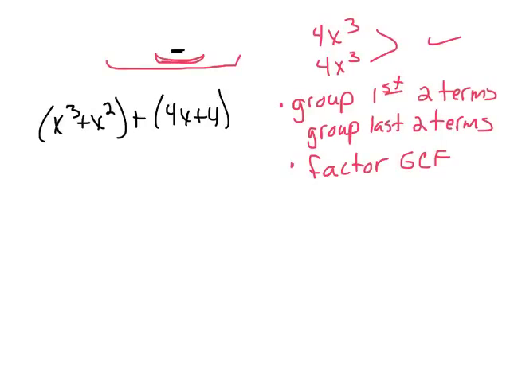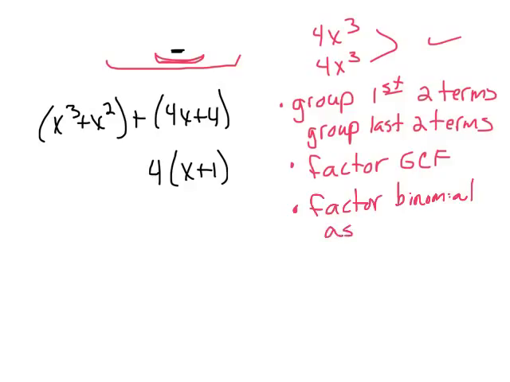So when you do that, between an x cubed and an x squared, I can factor out an x squared, and I'm left with x plus 1. Over here, between a 4x and a 4, I can factor a 4 out, and again I have an x plus 1. So here's what you have. You should end up with a coefficient and a binomial, a coefficient and a binomial, and the binomials should be identical because you're going to factor that out as a GCF again. Factor the binomial as a GCF.